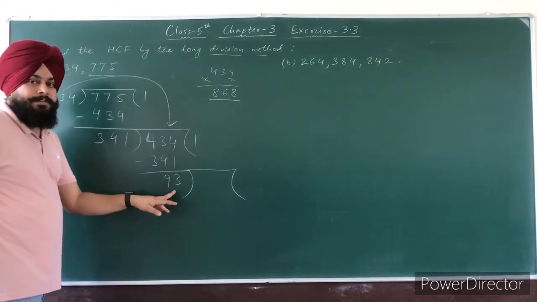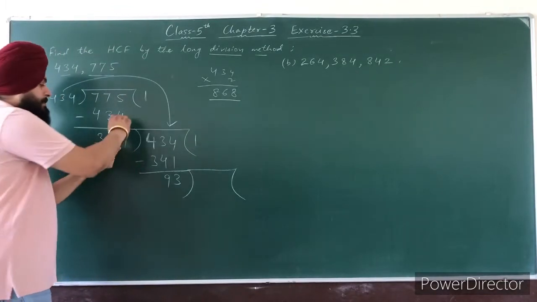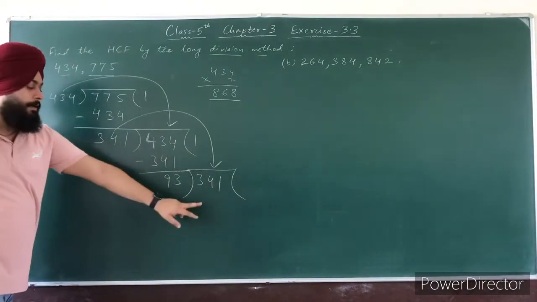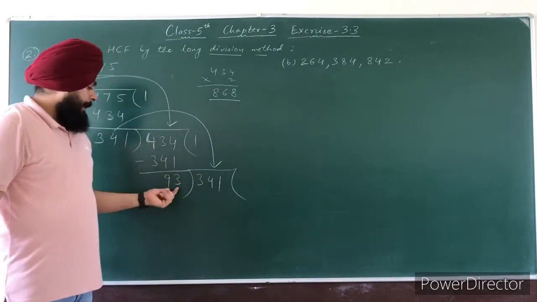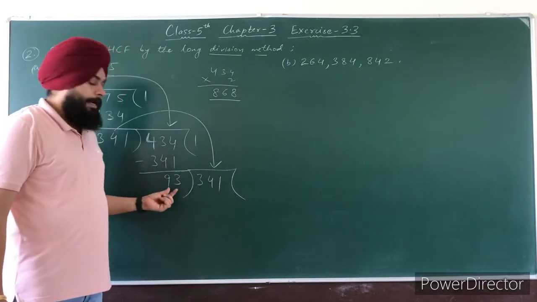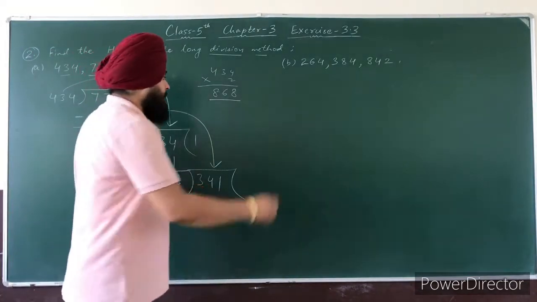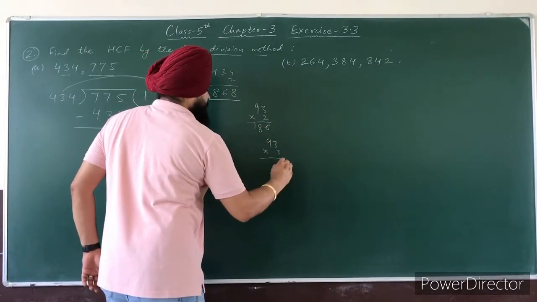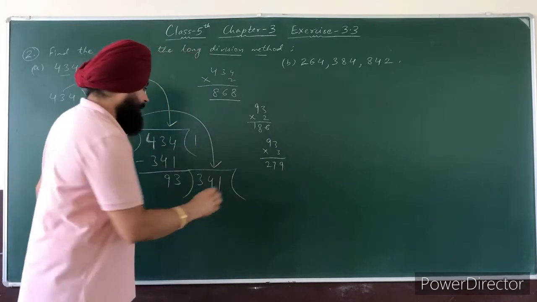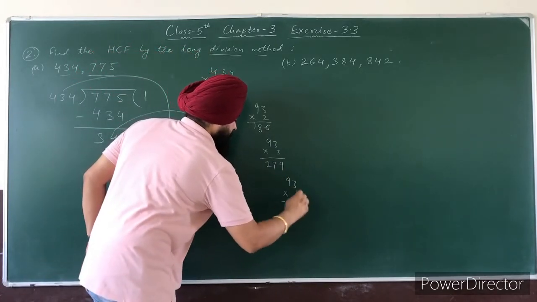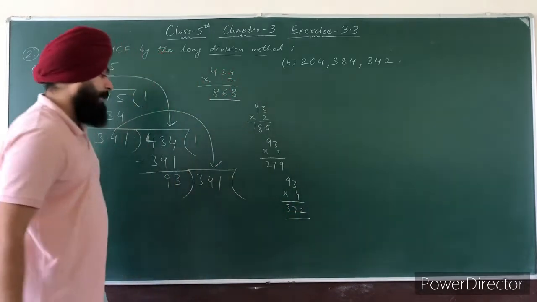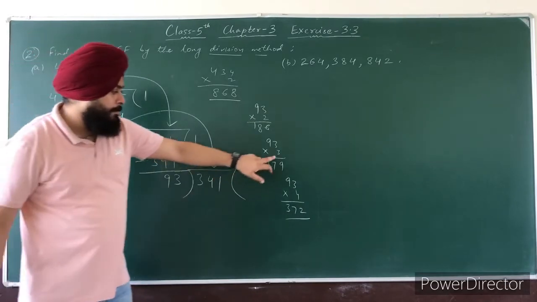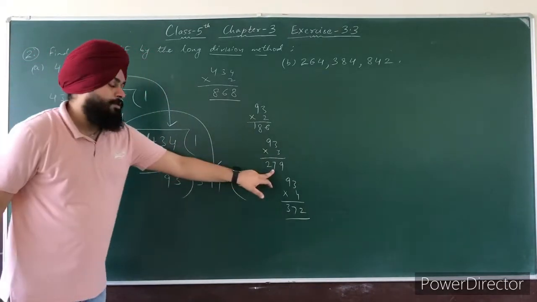This remainder is taken as new divisor and the previous divisor is written in our dividend. 341, we will write it here. Now again 93. We will divide this 341 by 93. So 93 ones are 93. 93 twos are how much? It is 186. 93 threes are 279. And 93 fours are 372. So 372 is greater than 341. So we will take number 3. So 93 threes are 279.